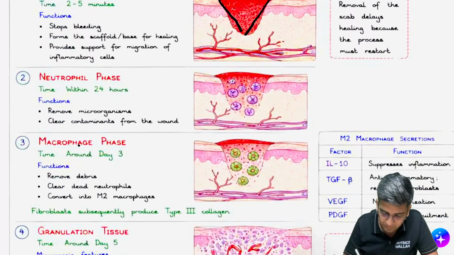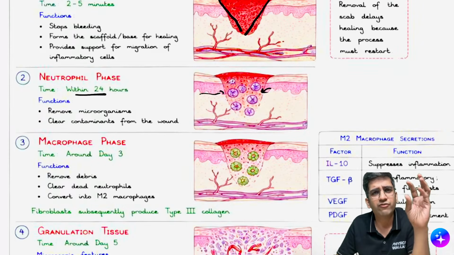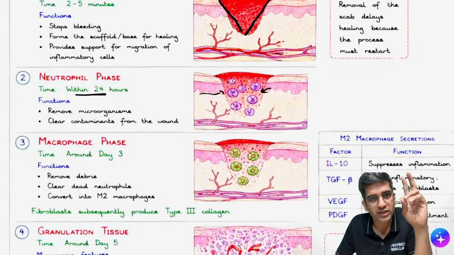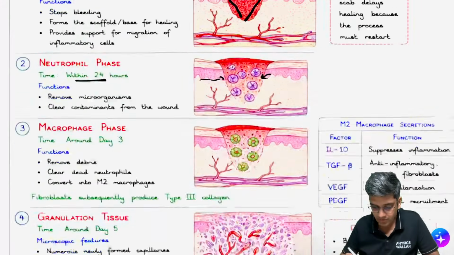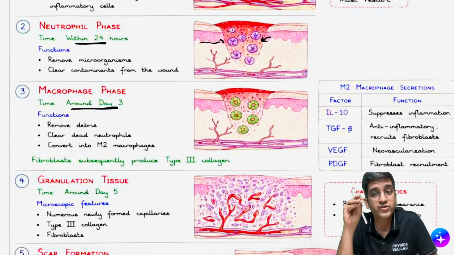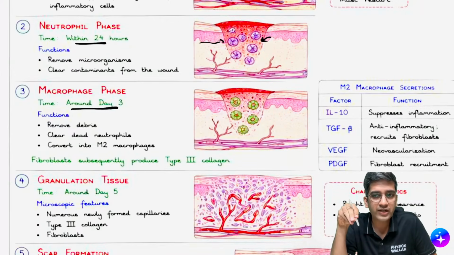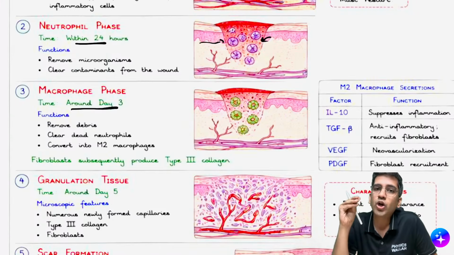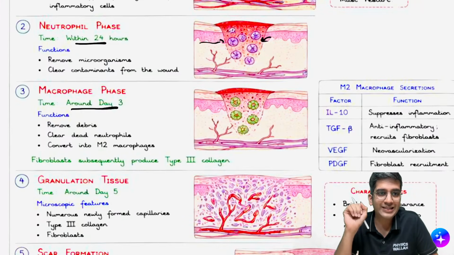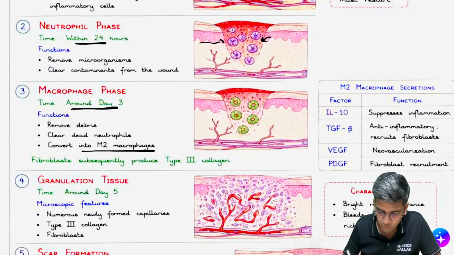Now, in this gap, within 24 hours, neutrophils come here. The primary use of neutrophils is to remove every dirt material there, every bacteria there, take care of that, remove organisms. After 24 hours, the neutrophil job is done, and macrophages come here. Around day 3, macrophages are very prominent. Macrophages will come inside, remove the nuclei, remove the neutrophils, remove whatever is left out. Once it's cleared, they remove the debris, the dead neutrophils, and they convert into M2 macrophages.